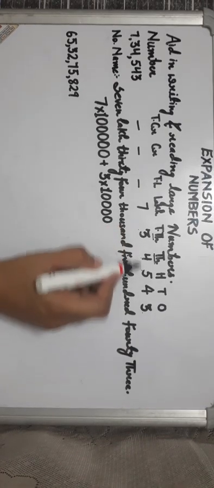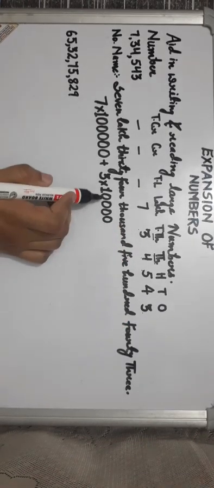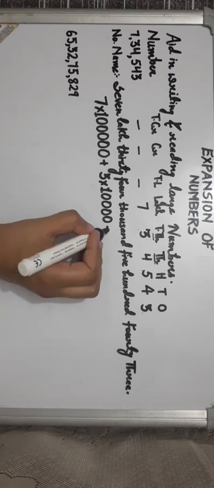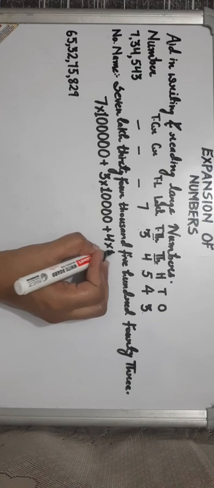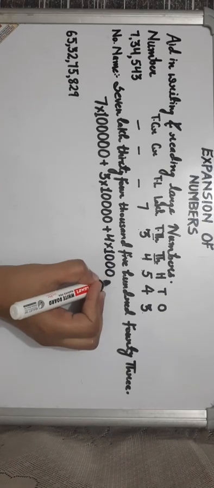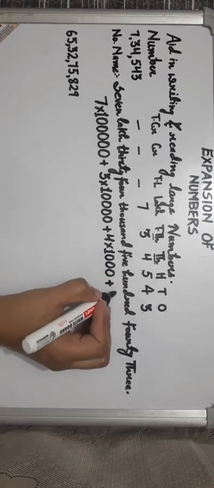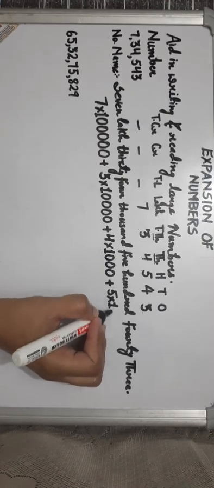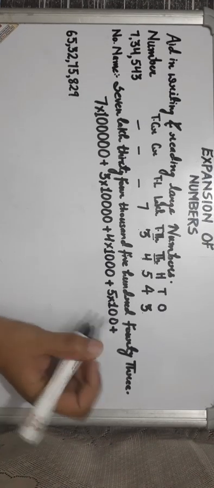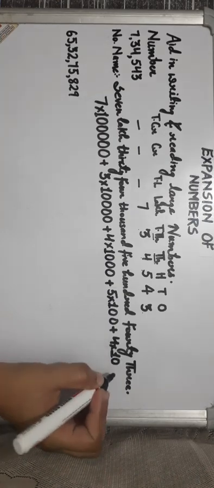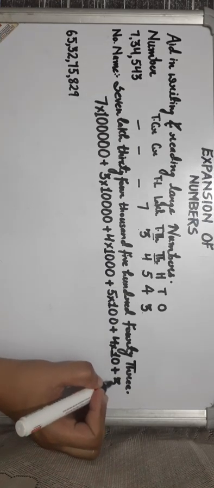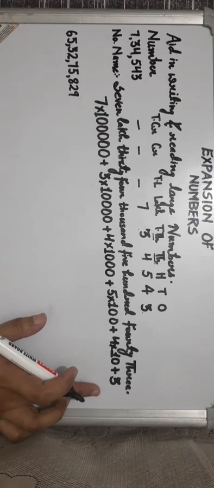After 3, how many digits? 4 digits. So 10,000 having 4 zeros, plus 4 at 1000 place. So multiply 4 with 1000. 5 at 100 place. Multiply it with 100. 4 at tens place. Multiply it with 10. And 3 at 1 place. 3 into 1 is 3.